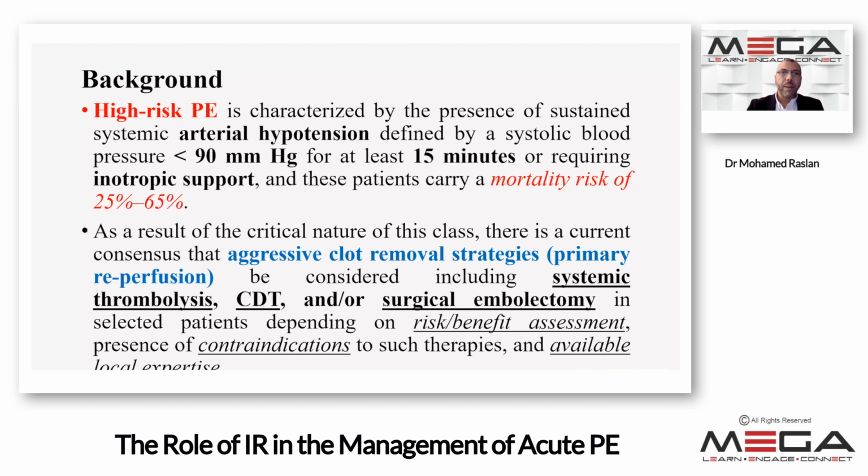The high risk PE is characterized by the presence of sustained systemic arterial hypotension, defined by systolic blood pressure less than 90 millimeters of mercury for at least 15 minutes, or requiring inotropic support. These patients carry a mortality risk of 25 to 65%. As a result of the critical nature of this class, there is a current consensus that aggressive clot removal strategies, primary reperfusion, be considered, including systemic thrombolysis, catheter-directed therapy, and surgical embolectomy in selected patients, depending on the risk-benefit assessment, presence of contraindications, and available local expertise.